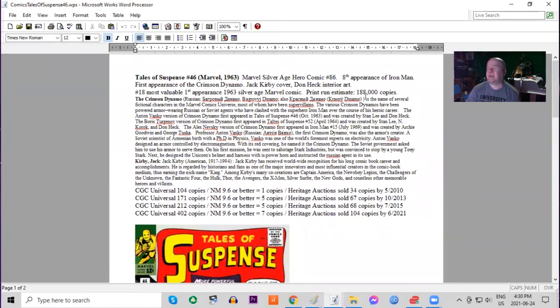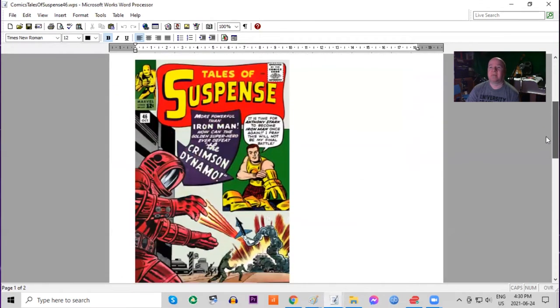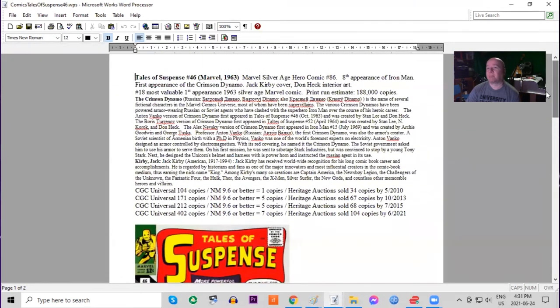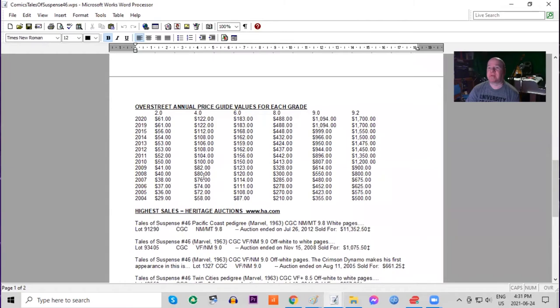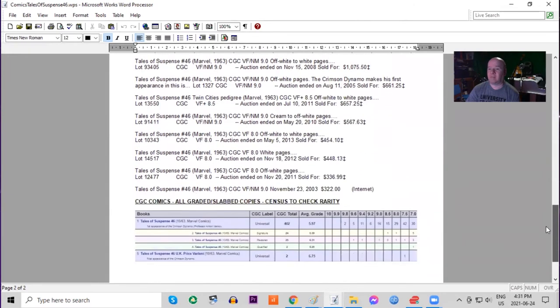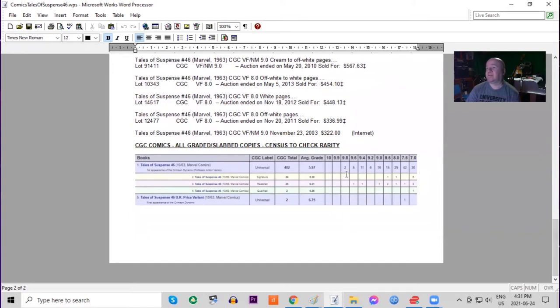Print run estimated at 188,000 copies. This was also selling better than Spider-Man at this time. 400 copies graded in total. Overstreet Price Guide, the book has doubled in low grades and has gone more than triple in high grades raw. On the census, we have 2 9.8s, 2 9.6s.